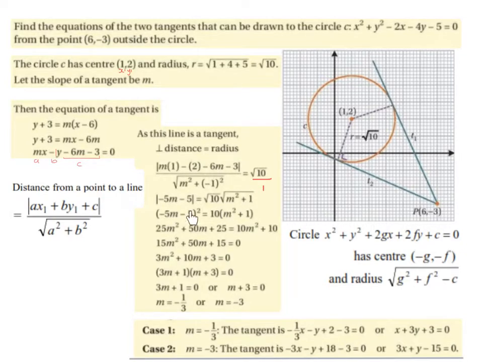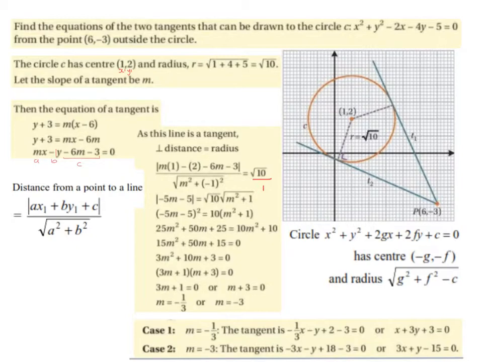Minus 5m minus 5 squared gives me 25m squared plus 50m plus 25. 10 by m squared is 10m squared, and 10 by 1 is 10. Next, I bring everything over the equal sign. 25m squared minus 10m squared is 15m squared. Still have my 50m, and 25 minus 10 is 15. Next, I can divide across by 5, getting 3m squared plus 10m plus 3 is equal to 0.